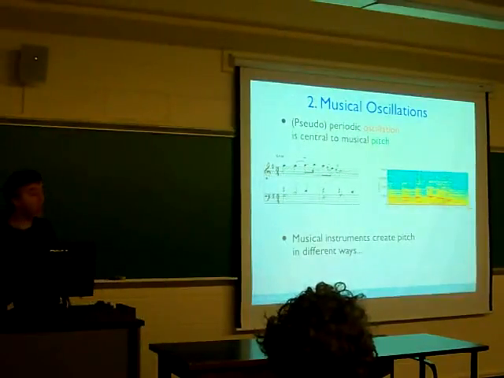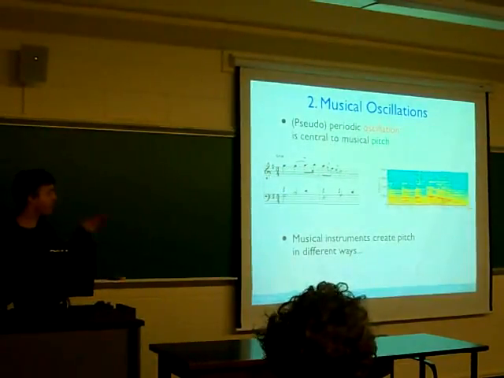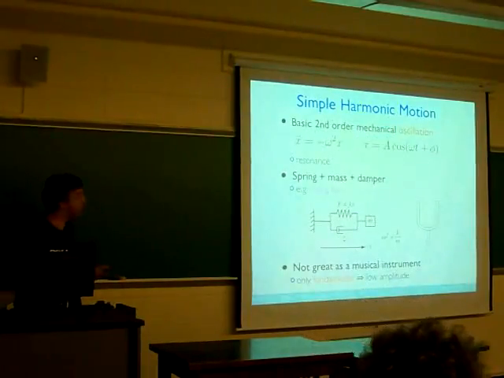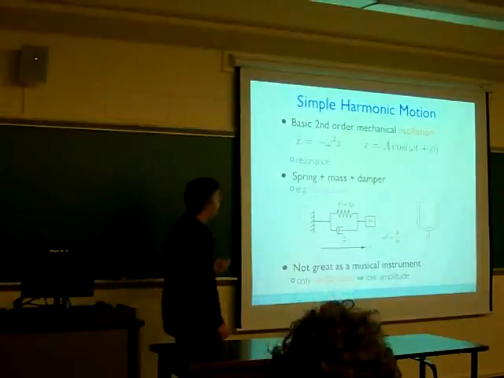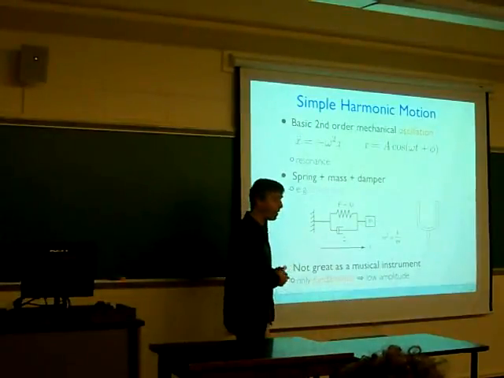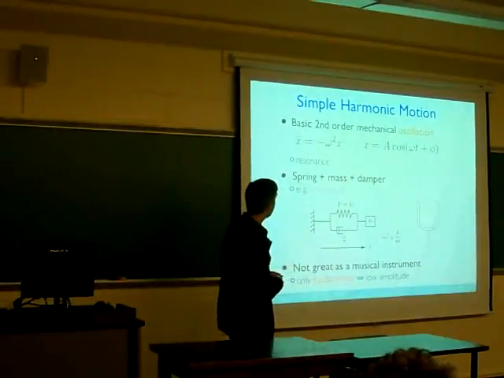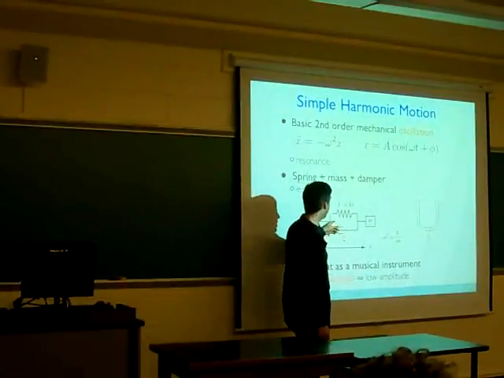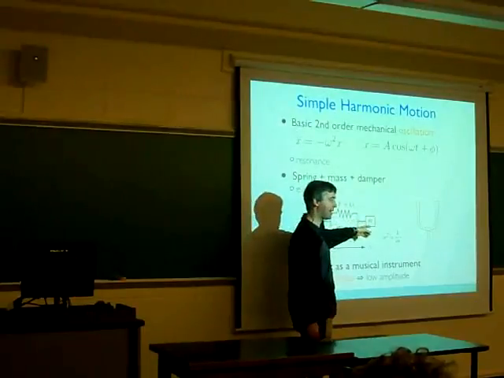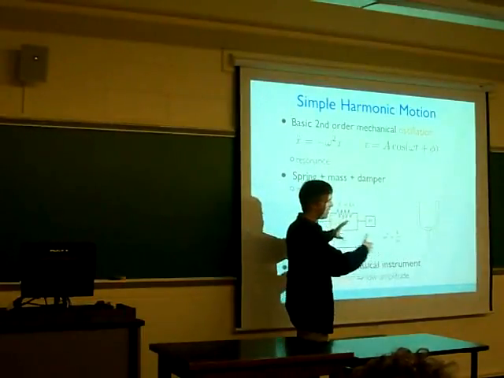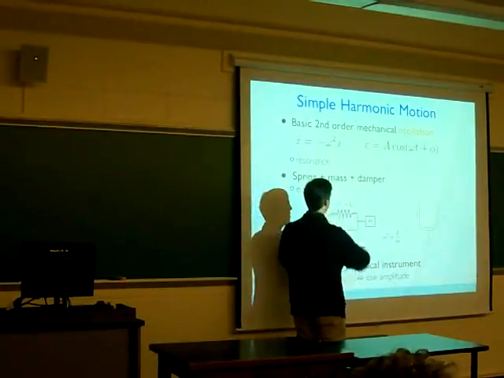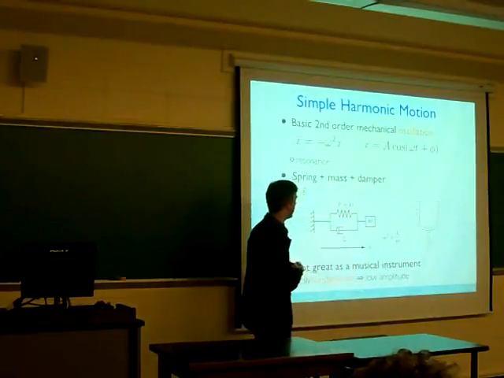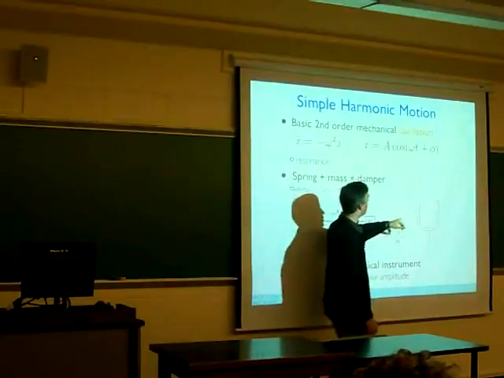But, okay, so if the goal is to produce these somewhat stationary pitches under the control of the performer, there are a bunch of different ways we can do it. One very simple way to get a periodic oscillation is a simple harmonic oscillator. That is a system like this, where you have a spring and a mass, and the energy gets converted between the potential energy in the spring and the kinetic energy in the mass, and you get a sine wave oscillation. And that's actually how a tuning fork works.